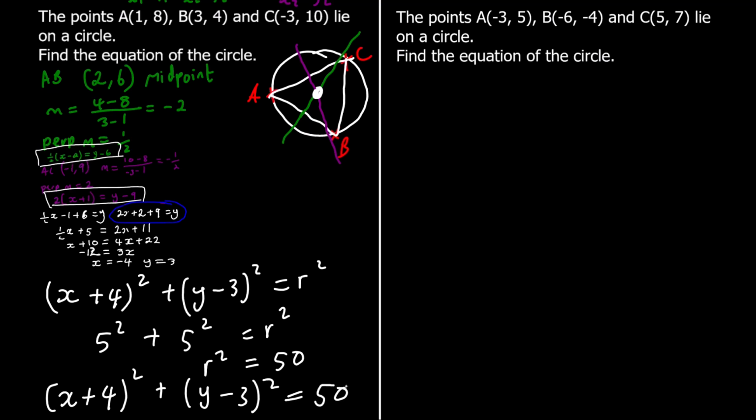And we could check that it works for the other point. So 3, 4 will be 7 squared plus 1 squared, which is 50. -3, 10 will be 1 squared and 7 squared, which is 50. One for you to try. Pause the video and give it a go.